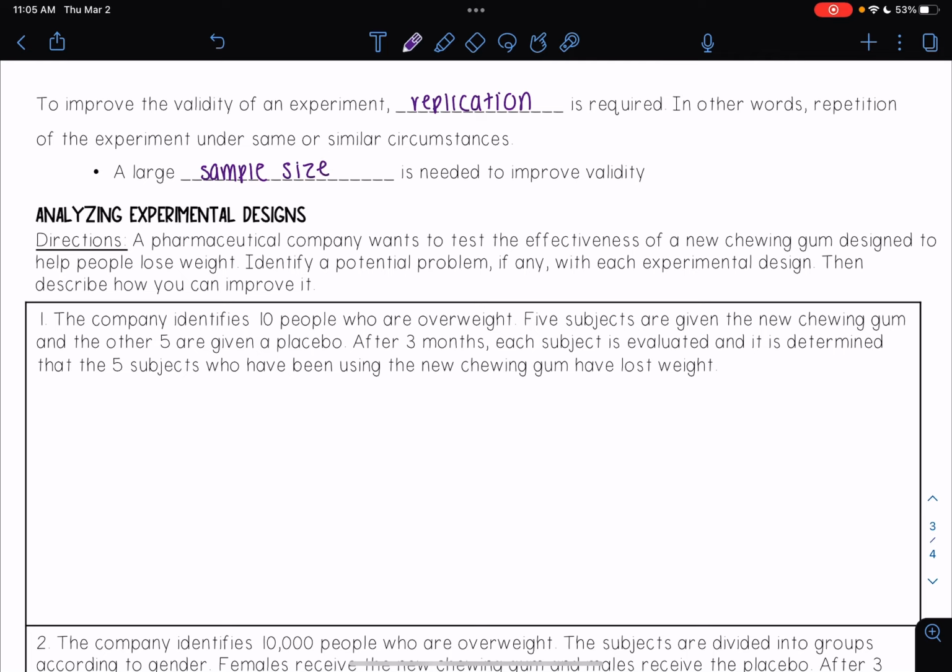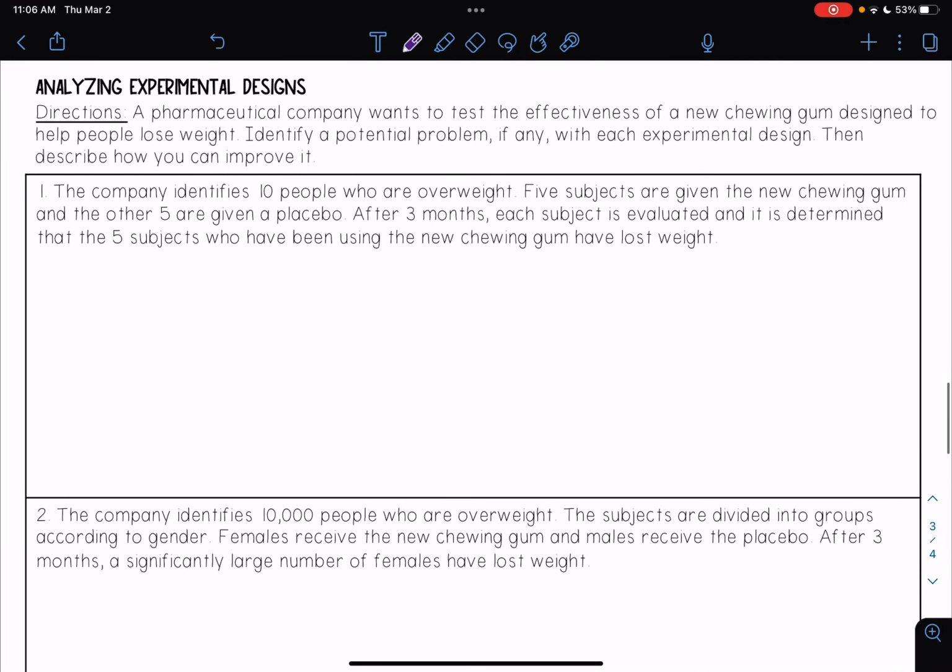Sample size just means the number of subjects in the experiment. If you had an experiment with 1,000 people and got results, those results are going to be much more valid than if you did the same experiment with 50 people. Replication improves the validity of the experiment more and more. So let's look at analyzing some experimental designs.